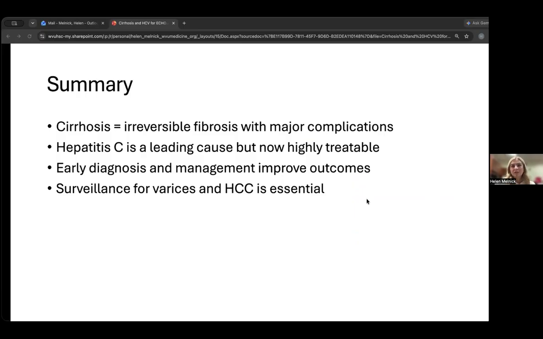To summarize, cirrhosis is the final common pathway to chronic liver injury. Hepatitis C remains a major cause, though treatment has dramatically improved outcomes. Early diagnosis, management of complications, and surveillance for HCC are essential. With appropriate care, many patients maintain a good quality of life.